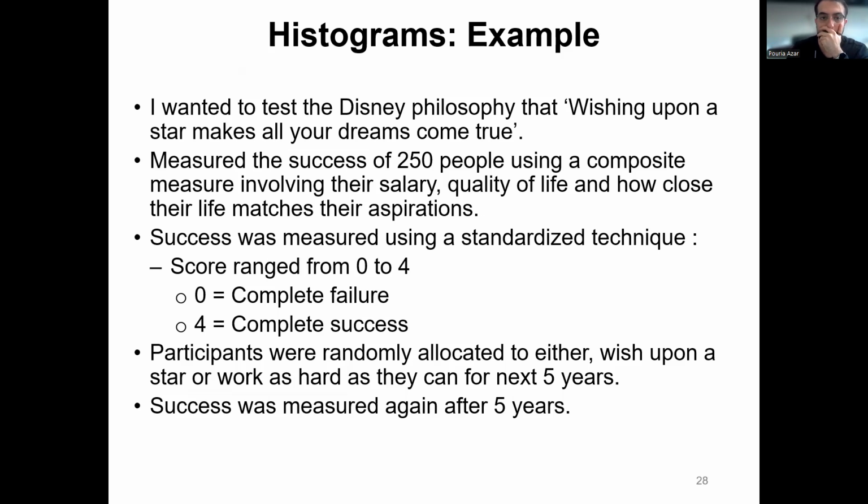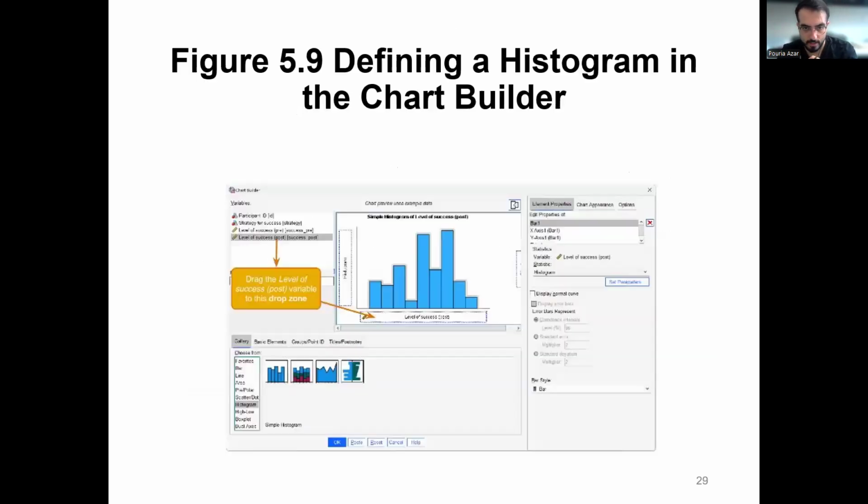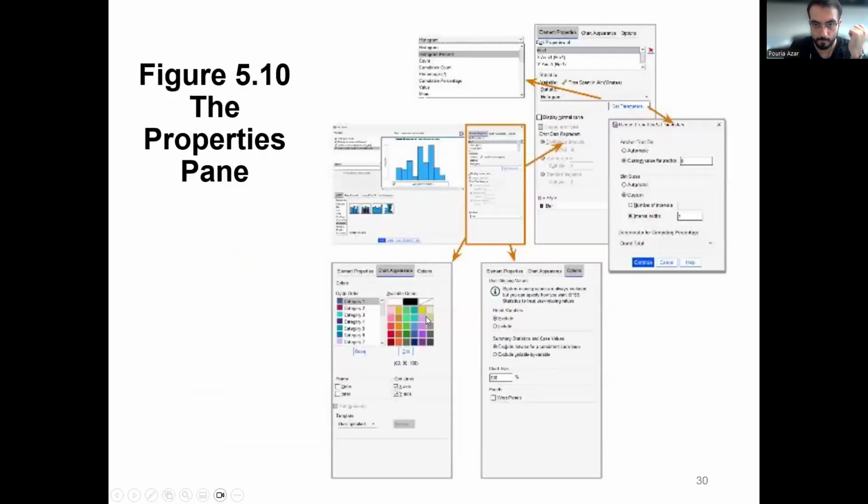So we have an example here. It's about Disney philosophy. It measures the success of 250 people, and we have a success score range from 0 to 40. 0 is complete failure, 40 is complete success. And this is how it shows. So we have level of success on the x-axis, and then we have frequency on the y-axis. So we can click on simple histogram, and it will show us a graph, a chart like this.